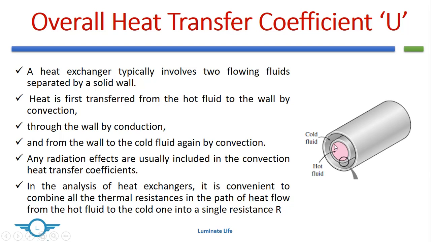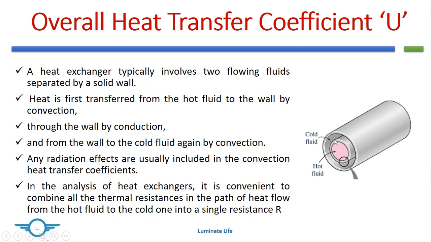From the pipe inner boundary to outer boundary, it will be transferred by conduction, and then from the pipe outer boundary to the cold fluid again by convection. So here there is first a convection, then a conduction, and again convection.